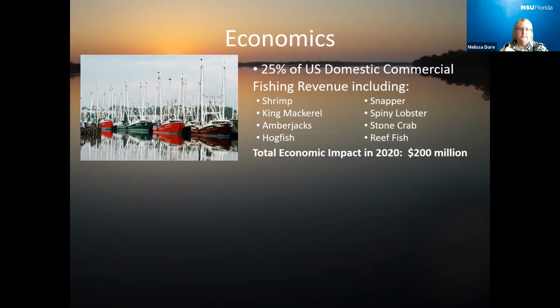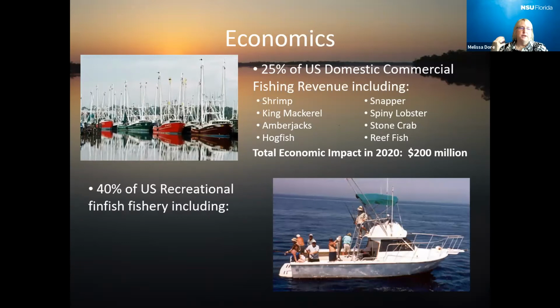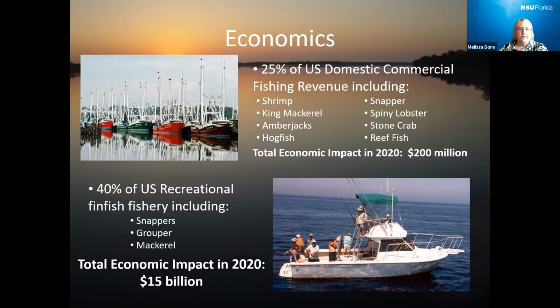And that equals, as of 2020, a total economic impact of $200 million just for these fish. So that's clearly quite a big thing. But also they are known for the recreational, and 40% of all US recreational finfish, so this is a big fish, that also include snappers, groupers, and mackerel, are fished in the Gulf of Mexico. So if you add all of this up, here's the total economic impact for 2020, just to give you guys a big shocking number: $15 billion.